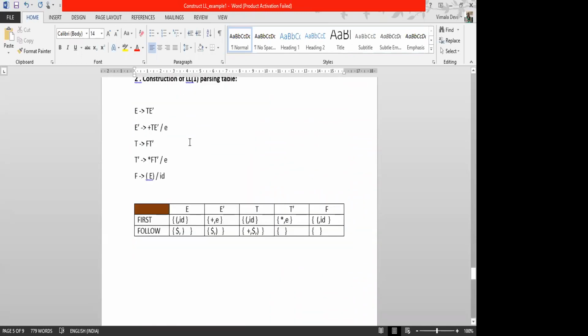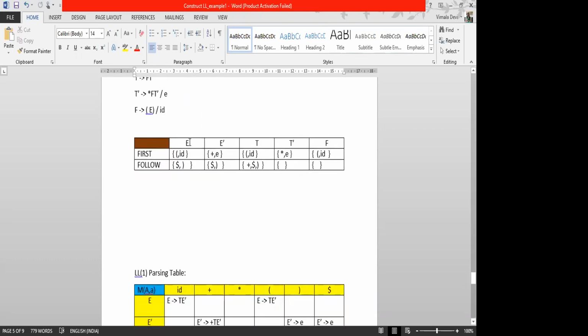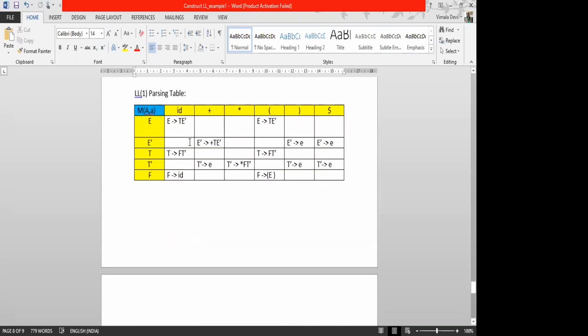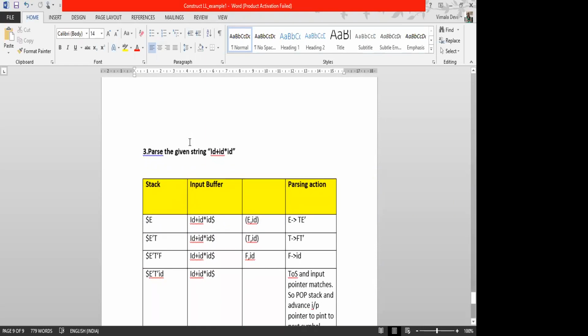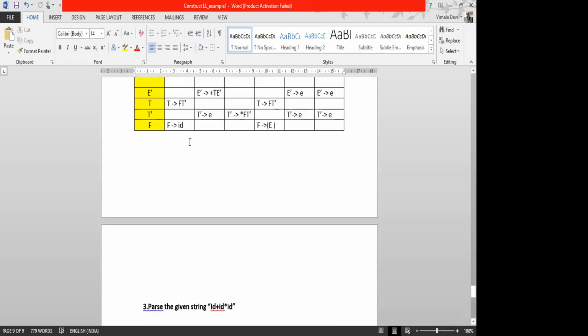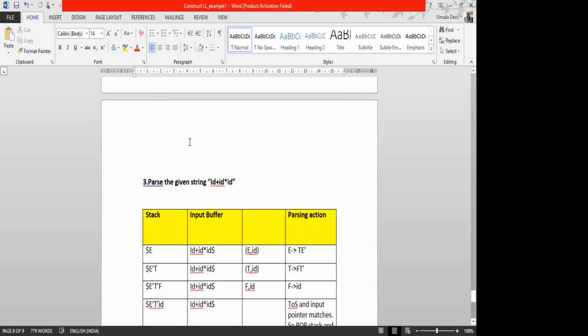I'll show you how it is. Constructing the LL1 parsing table. And the third step is parse the given string. The string will be asked in the question, so you have to parse and show the given string. These are the three steps you have to do to solve the problem.